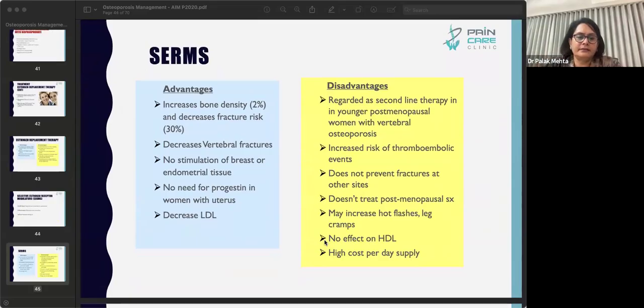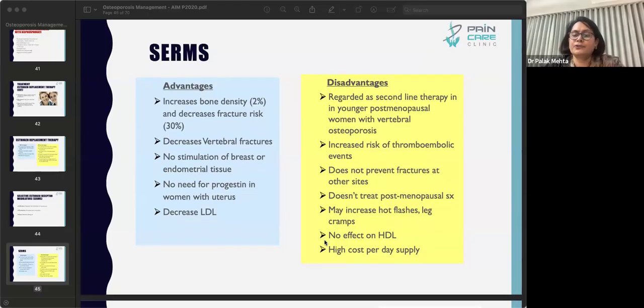So again, not much difference in the bone density, but fracture risk is significantly reduced, that is 30% decreased vertebral fracture. No need for progestin in women with the uterus, and decreases LDL. Regarded as a second-line therapy in younger postmenopausal women with vertebral osteoporosis.